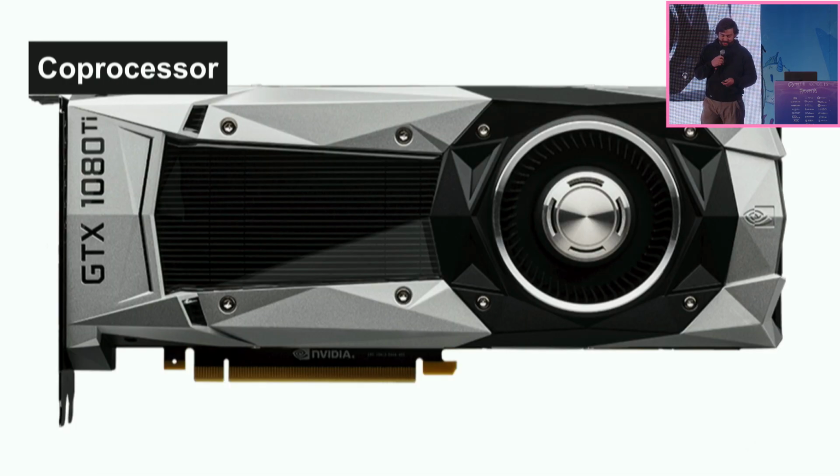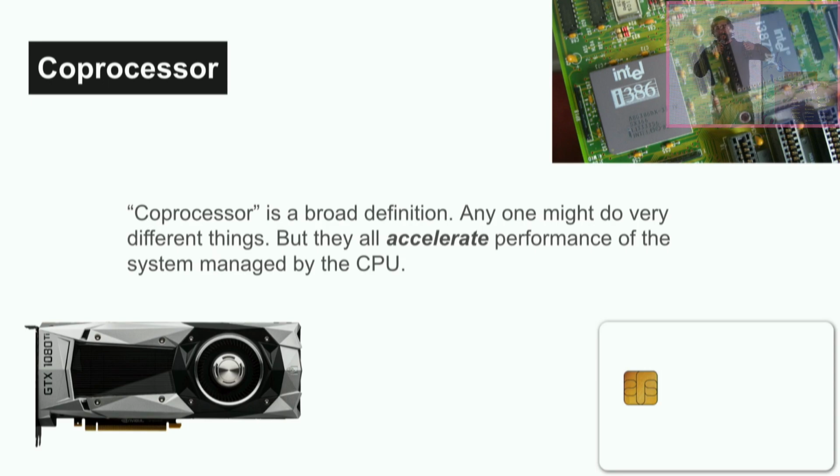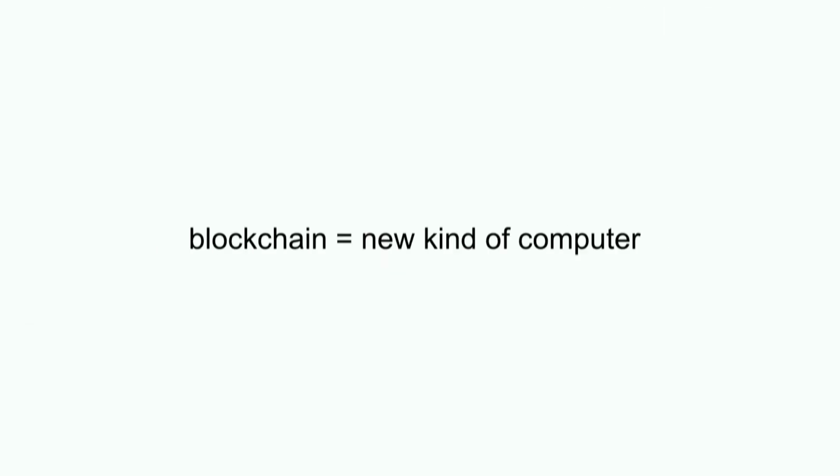And then the GPUs. The point of this is to show coprocessor is a broad definition. We had floating point units, modular arithmetic units, graphics processors. It covers a big space. They all have one core thing they do: they accelerate the performance of the system that's managed by the CPU. That's the core piece of a coprocessor. It accelerates.